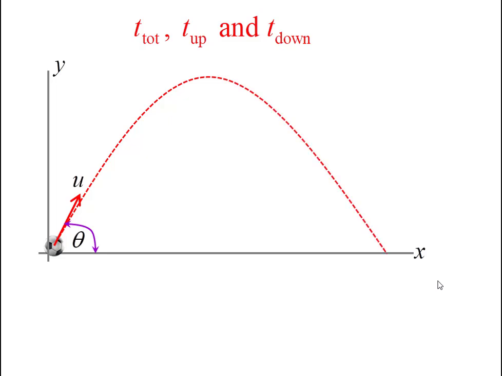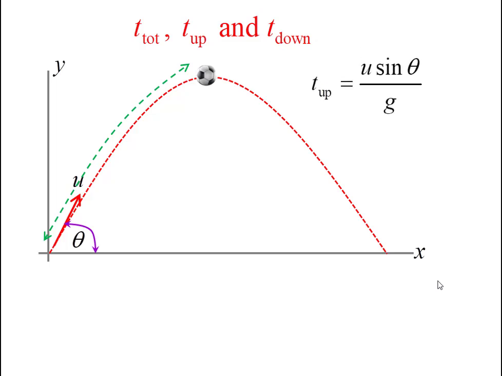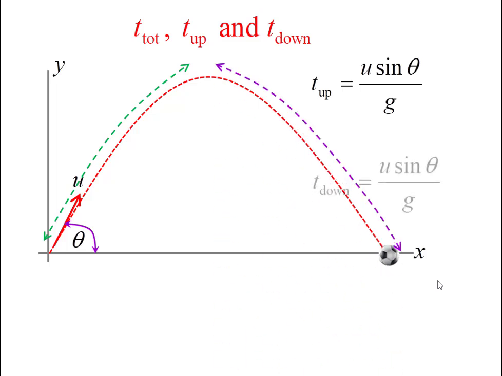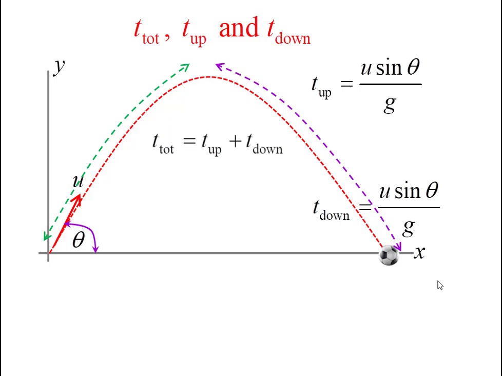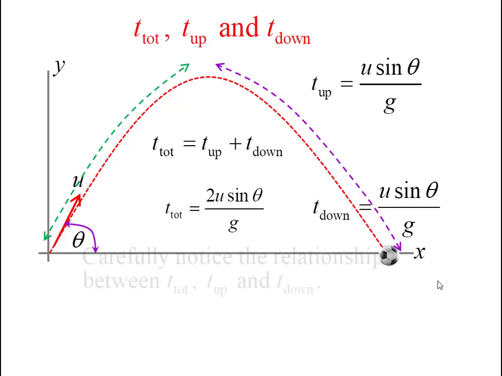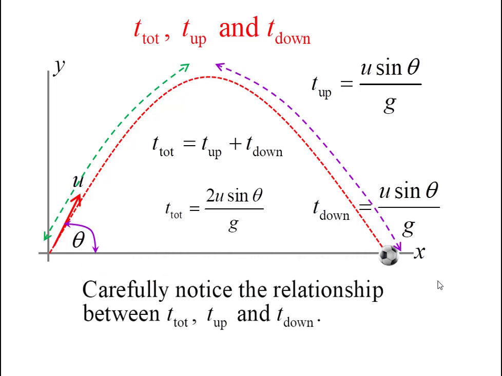If this is our projectile, then the time from here to there is called t up, which is u sine of theta divided by g, and the time from there to here, which is called t down, is also u sine of theta divided by g, and the overall time, that is t total, is equal to t up plus t down, which is simply twice u times sine of theta divided by g. Carefully notice the relationship between t total, t up, and t down.